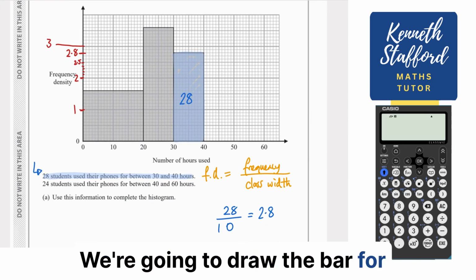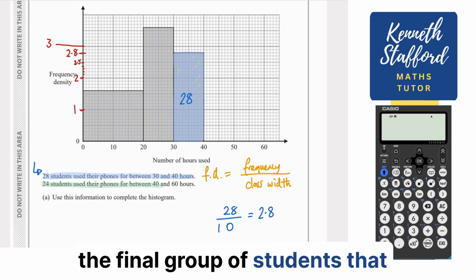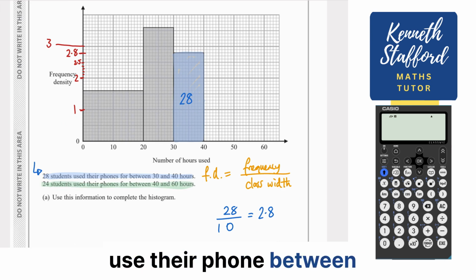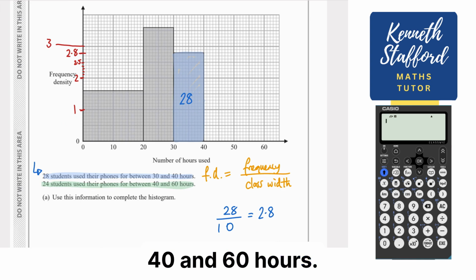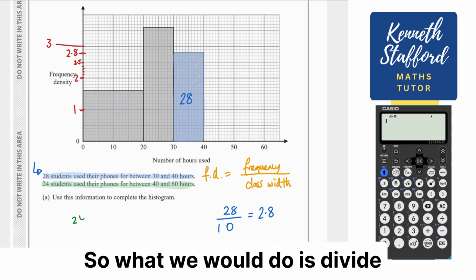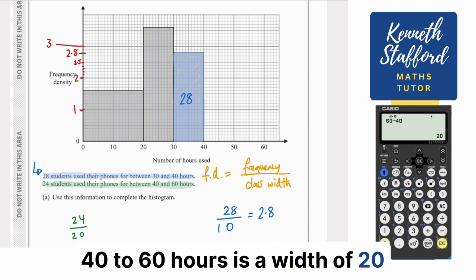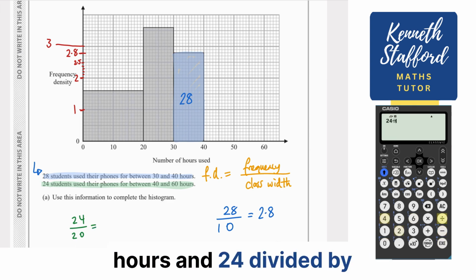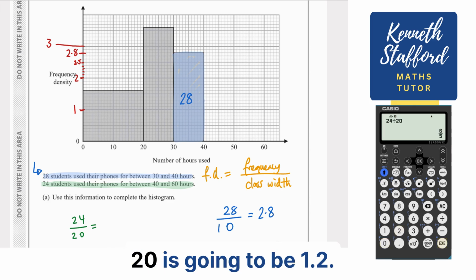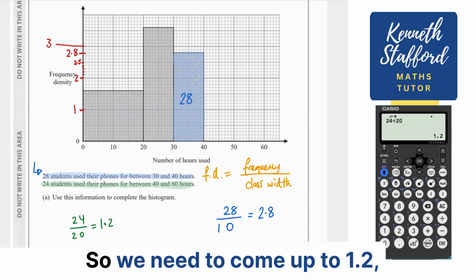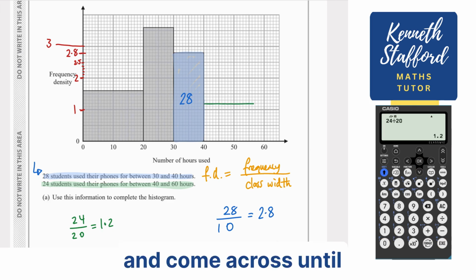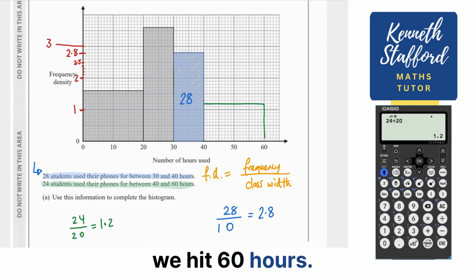We're going to draw the bar for the final group of students that use their phone between 40 and 60 hours. So what we would do is divide the frequency 24 by 20, because 40 to 60 hours is a width of 20 hours. And 24 divided by 20 is going to be 1.2. So we need to come up to 1.2, which is here, and come across until we hit 60 hours.